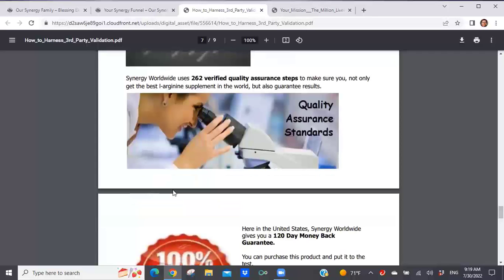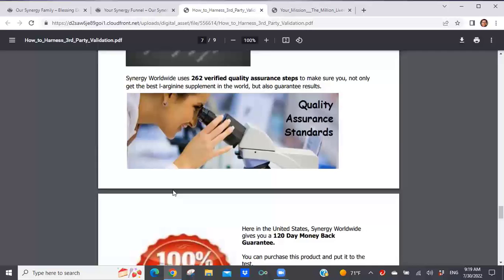And then quality assurance. Quality assurance is important for people. They're always going to weigh price versus quality and look at the value it has in helping them. And so there are 2 things here from, again, third-party validation. There is no one in the industry that does 262 verified quality assurance steps to make sure that their product will give you reproducible results every batch, because every batch is the same due to the quality assurance standards they've set for this product.